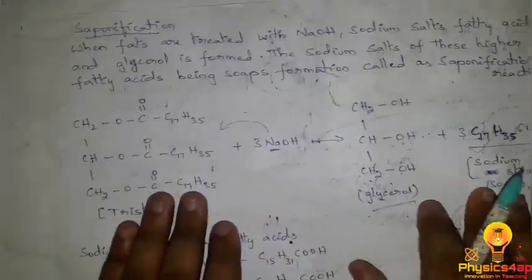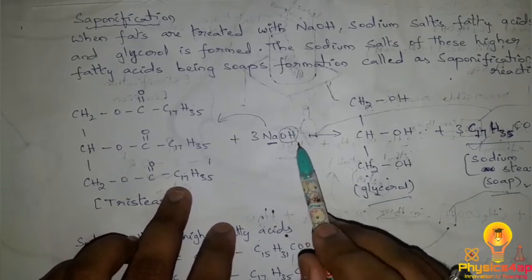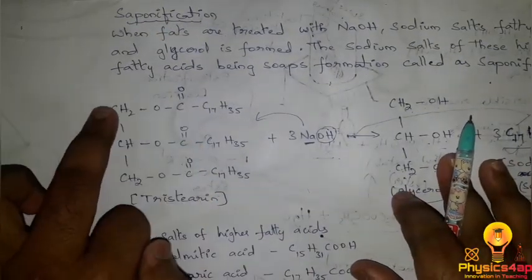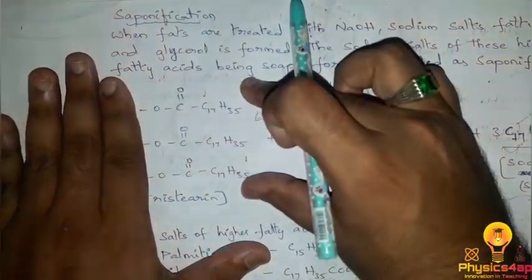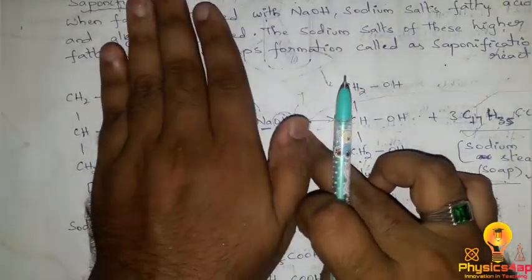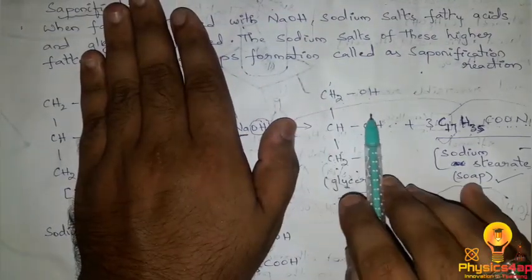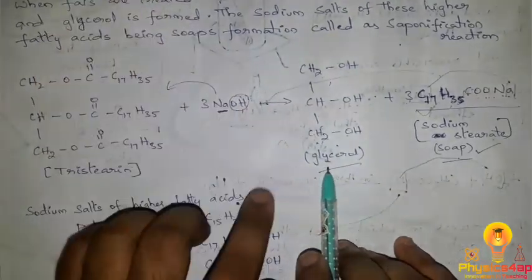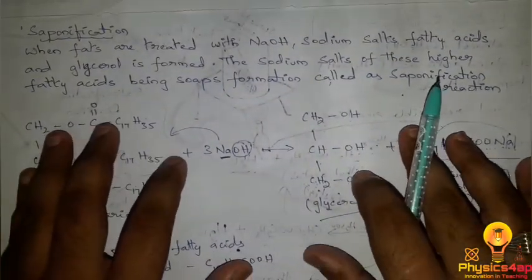And what about the remaining? We have OH over here, and this OH is combined with this CH2CH CH2, as this part has been removed and formed the sodium stearate. The remaining OH combines with these to form CH2OH CHOH CH2OH, which is called glycerol. So this complete reaction is called a saponification reaction.